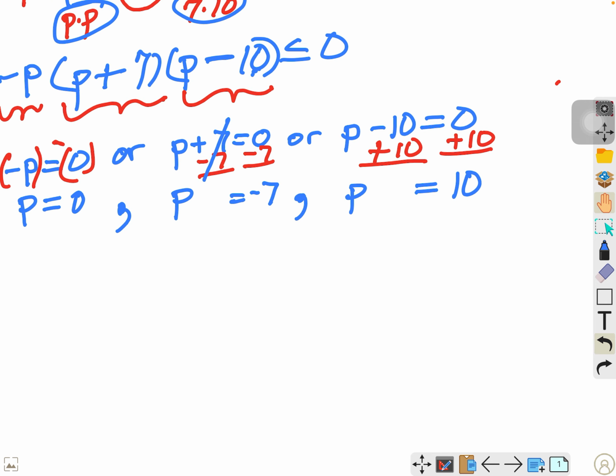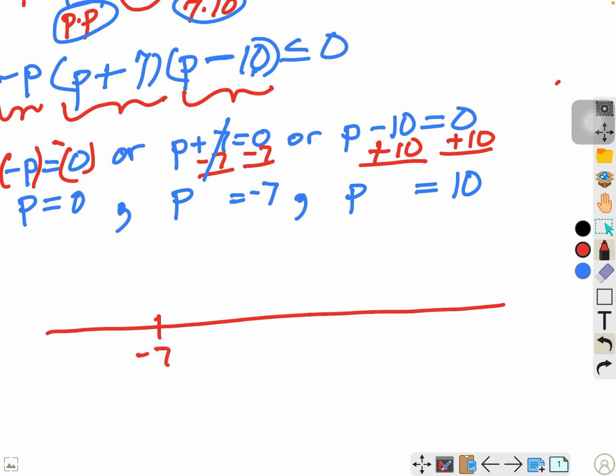So now we have a number line, and we need to put these values in ascending order or increasing order. Negative 7 is the smallest, 10 is the largest, and 0 is somewhere in between. So those are my 3 critical values. Let's go back and analyze our inequality.